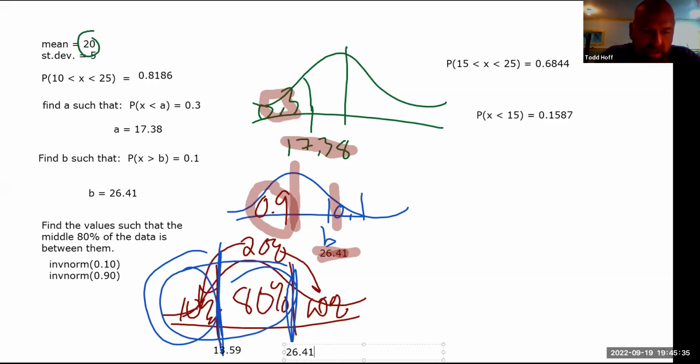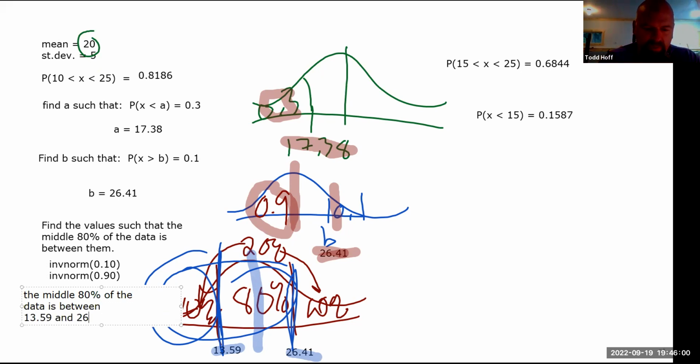Now this one, there is a little bit more you can check. These two numbers should be the exact same distance away from the mean. Remember, the mean was 20. Both of those are 6.41 away from the mean. So it's true that the middle 80% of the data is between 13.59 and 26.41.